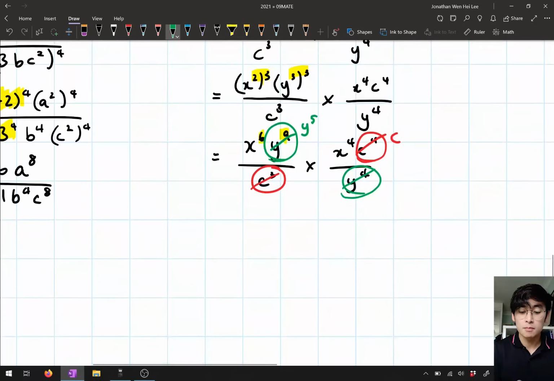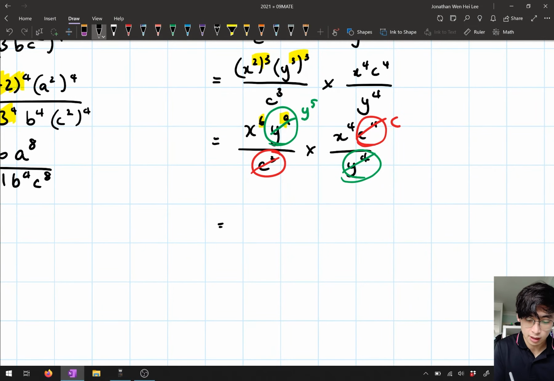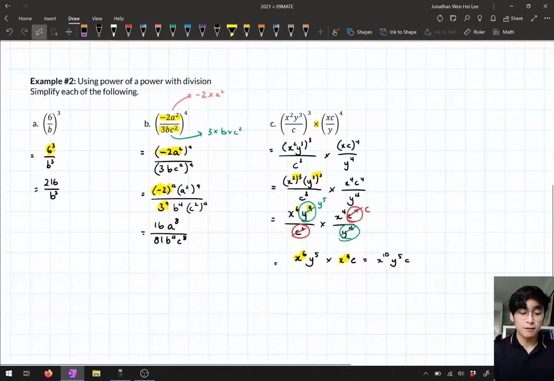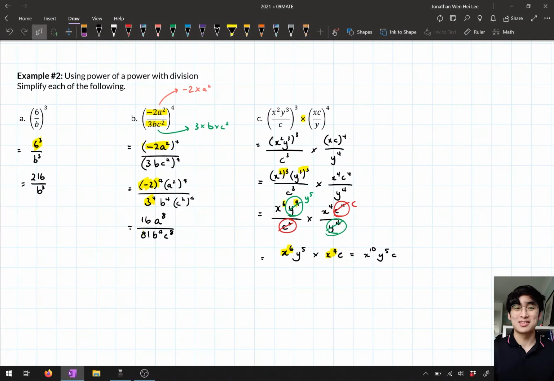And so the final answer, we're just going to multiply what we have left over together. So here I've got x to the power 6, y to the power 5 times x to the power 4, c. And so when we multiply, we look for the common bases, and we add the powers. So here, if you have a look, I've got an x to the power 6 and x to the power 4, and when we multiply, we add the powers together. So here I'm going to get x to the power 10, and for the other terms, we have no other common bases, so we just write what's left over. And there we go. So that's how we can simplify expressions where we've got power of power with division.